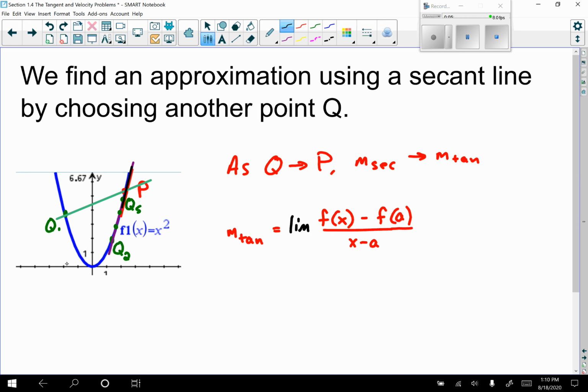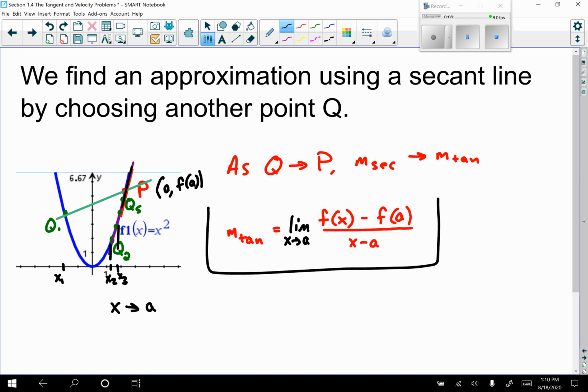And this happens because this is going to be my first x value. Let's say x1 is here. Over here I have x2, then I have x3. And remember, point P was a comma f of a. So as all my x values get closer to a, then the slope of the secant line approaches the slope of the tangent line. So as x approaches a. So this is our definition of the slope of a tangent line, a formula that we can use. And I'm going to express a couple different ways that we could refer to the slope of the tangent line as well.